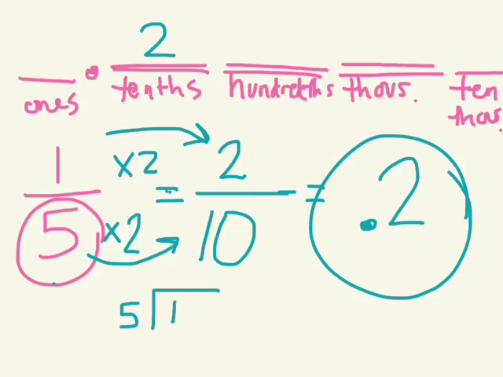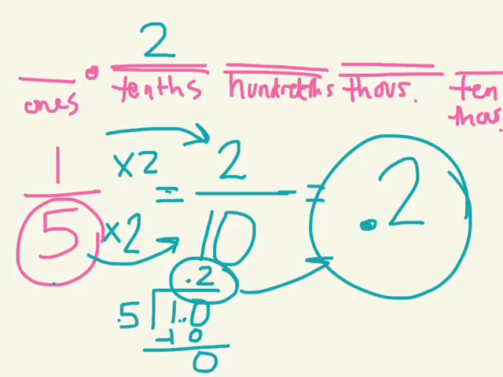If I divided it, let's just check my work. 5 doesn't go into 1, so I'll put my 0. 5 goes into 10 2 times, 0.2. So my work checks out. Sometimes it's a good idea to check our work by doing the second method.